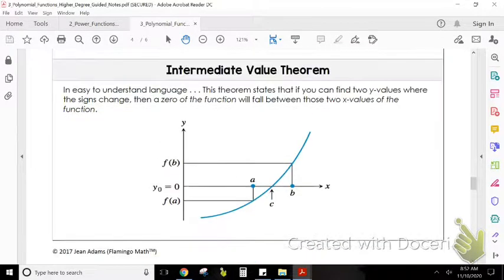All right, the intermediate value theorem, in easy language to understand, states that if you find any two x values where the signs change, then a zero of the function will fall between those two x values on the function. So look here. They gave us these points A and B, and notice C is in between them, and C is our x-intercept, okay? The zero of the function.